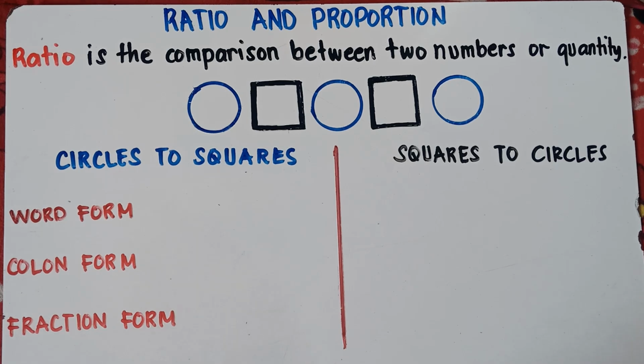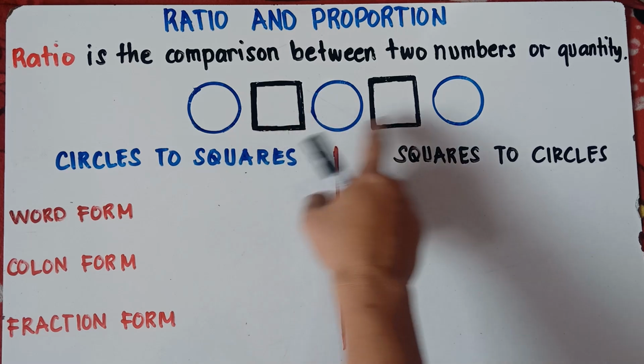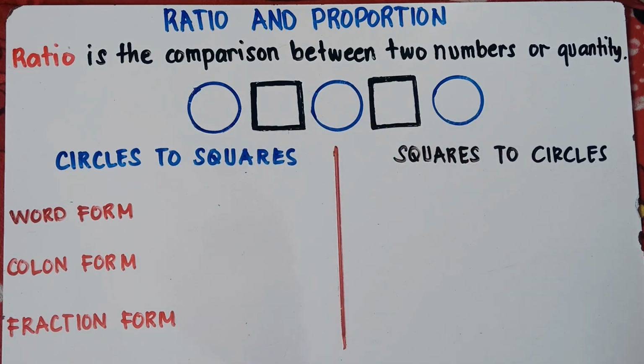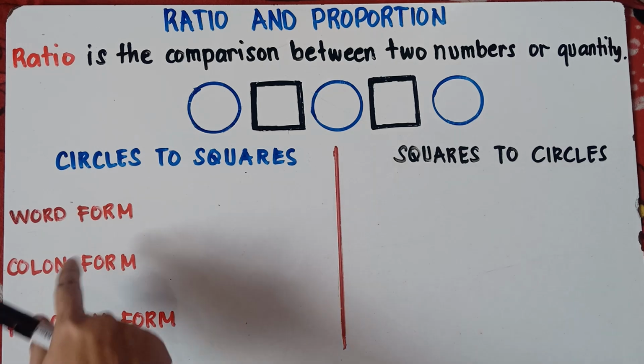So I have here given figures, class. We have 3 circles and 2 squares. Now what if the teacher asks you what would be the ratio of circles to squares? Now you have 3 options to write your answer, class. You can write it in word form.